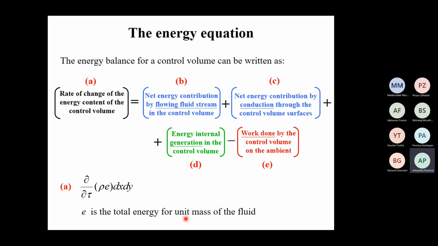Then I have this part, we have obtained this one, this one, this one. We have to explain this one, the energy internal generation in the control volume and the work done by the control volume to the ambient. We start from this one, the internal generation, okay.